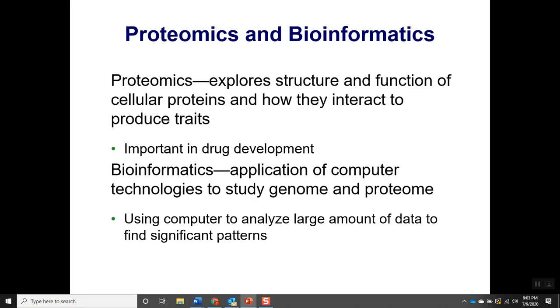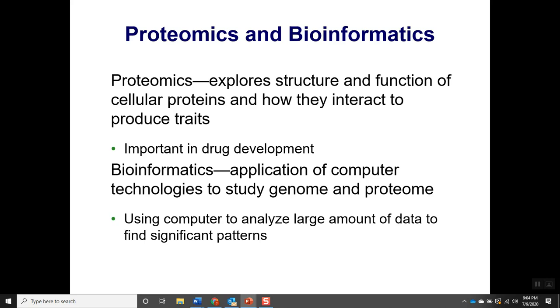Next, proteomics and bioinformatics. Proteomics is the study of your proteins. It explores the structure and function of proteins and how they interact to produce traits. It's really important in drug development because everybody's genome is different. That means everyone's proteome is going to be different, and proteins interact with each other. Therefore, if we introduce a drug into an individual, it can have a different reaction in me versus you.